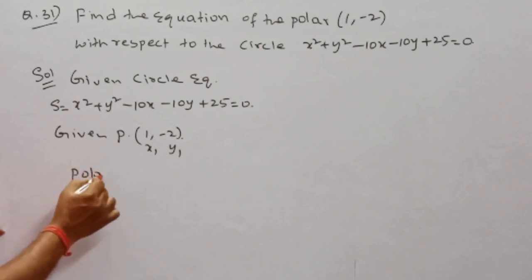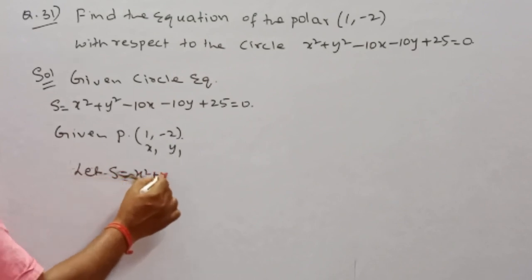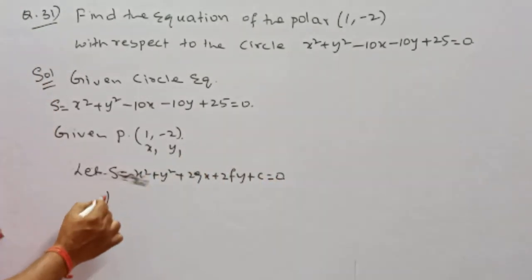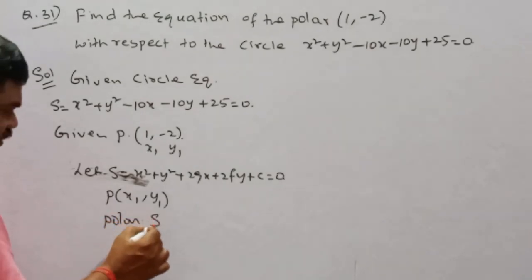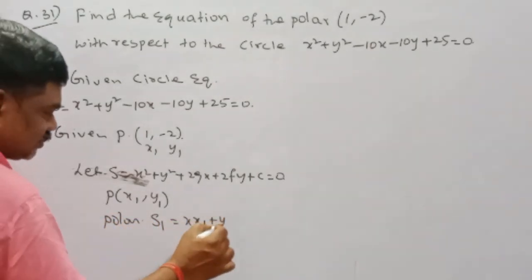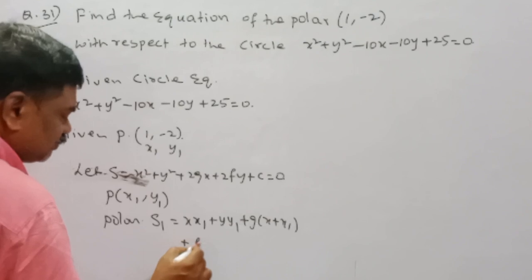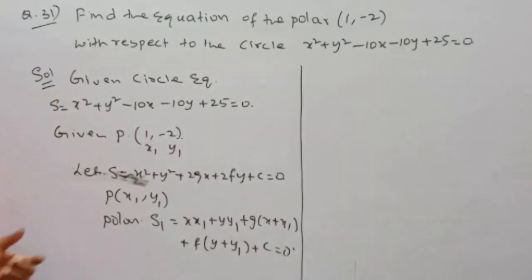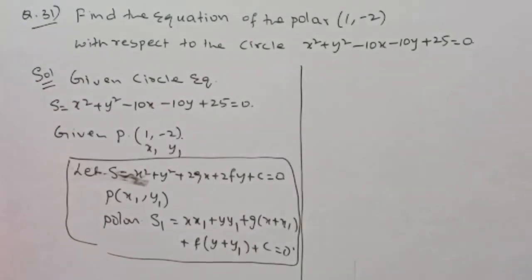Then the polar equation. Let S = x² + y² + 2gx + 2fy + c = 0, point P(x1, y1). Polar is what? S1 = xx1 + yy1 + g(x + x1) + f(y + y1) + c = 0 is the polar equation. This is the formula for the polar equation. Okay, all of you. Then here we have to substitute this one.